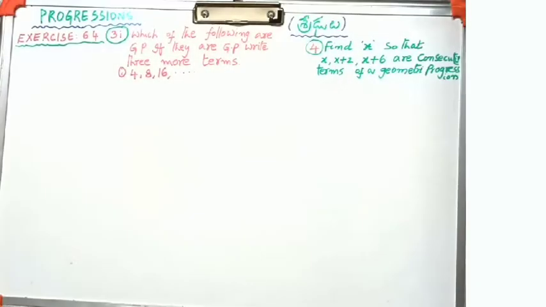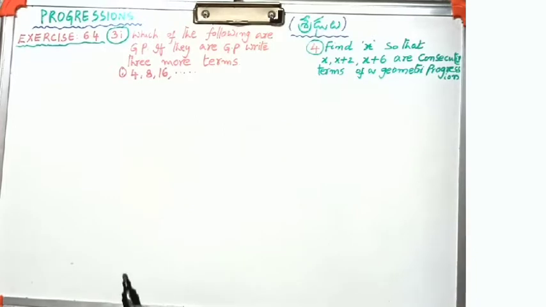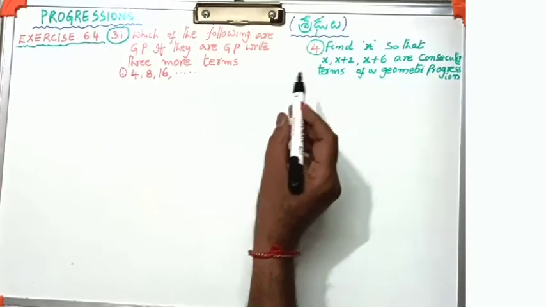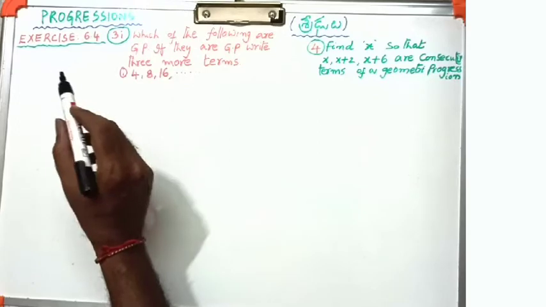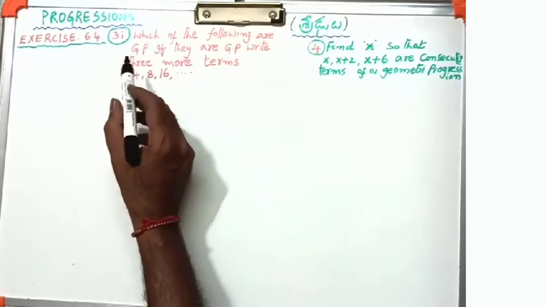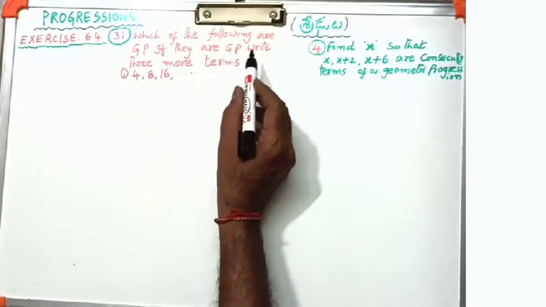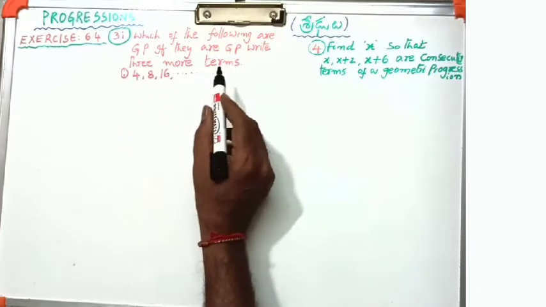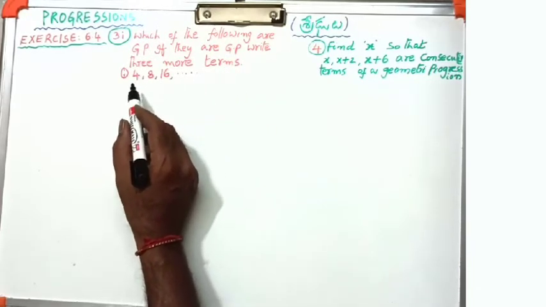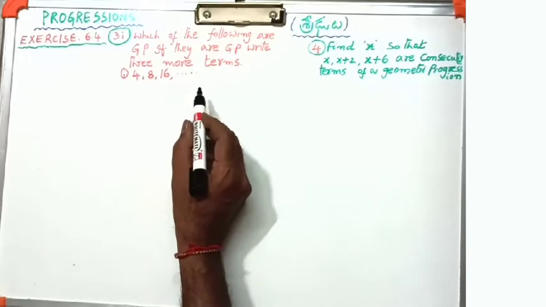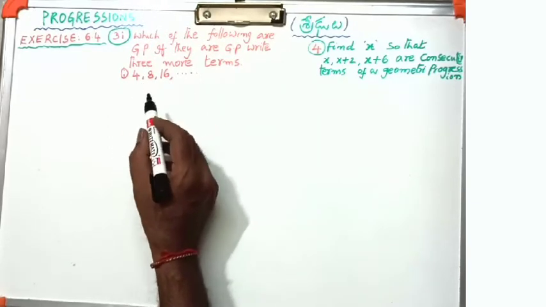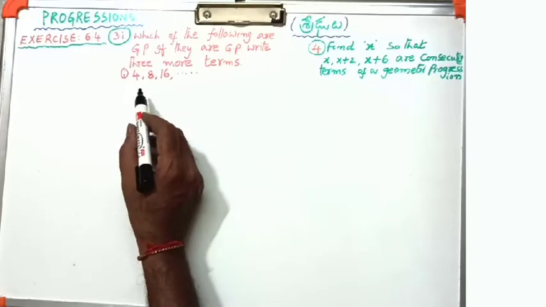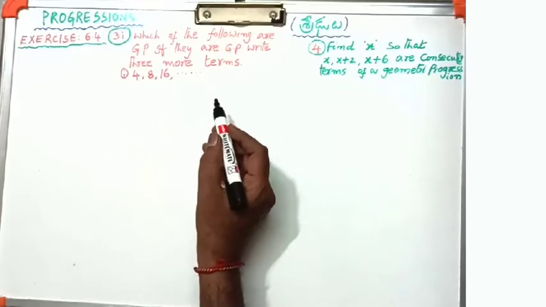Okay, dear students, now I am going to explain third problem and fourth problem in exercise 6.4. First, third problem: which of the following are GP? If they are GP, write three more terms. The given problem is 4, 8, 16. So we have to verify whether the given progression is GP or not.